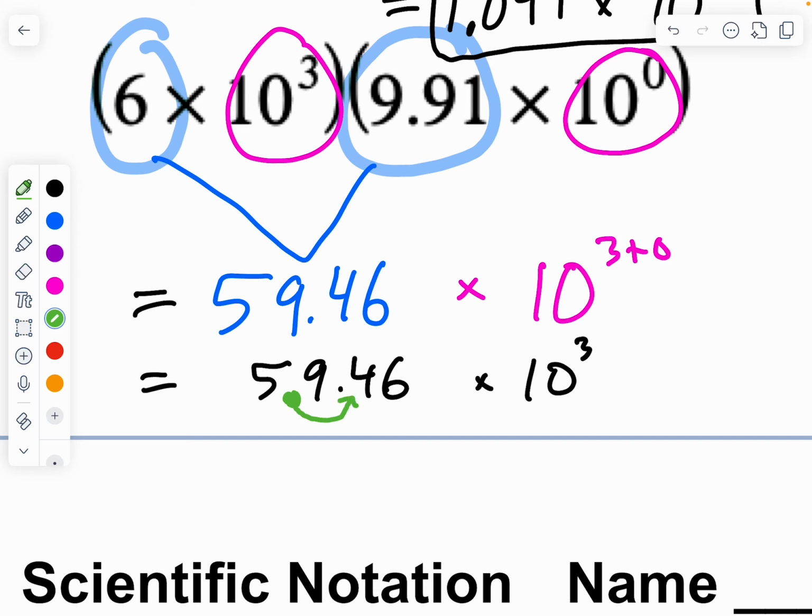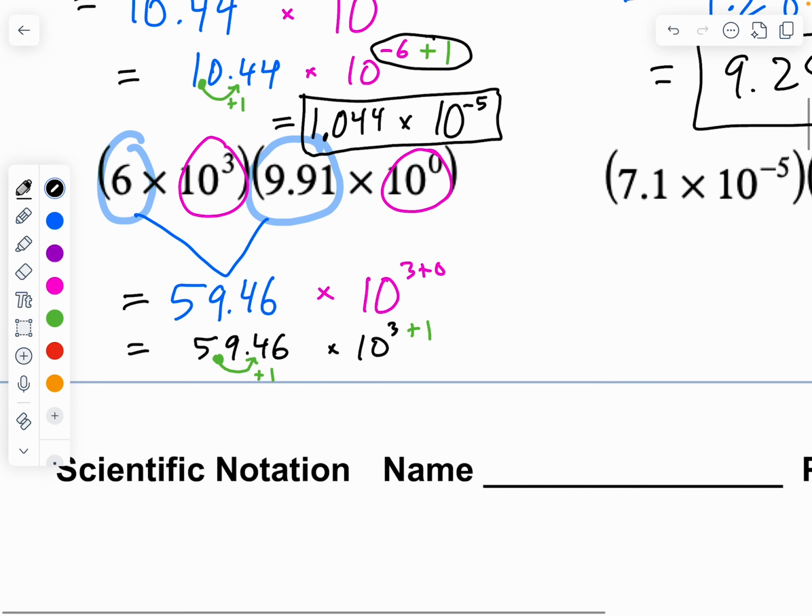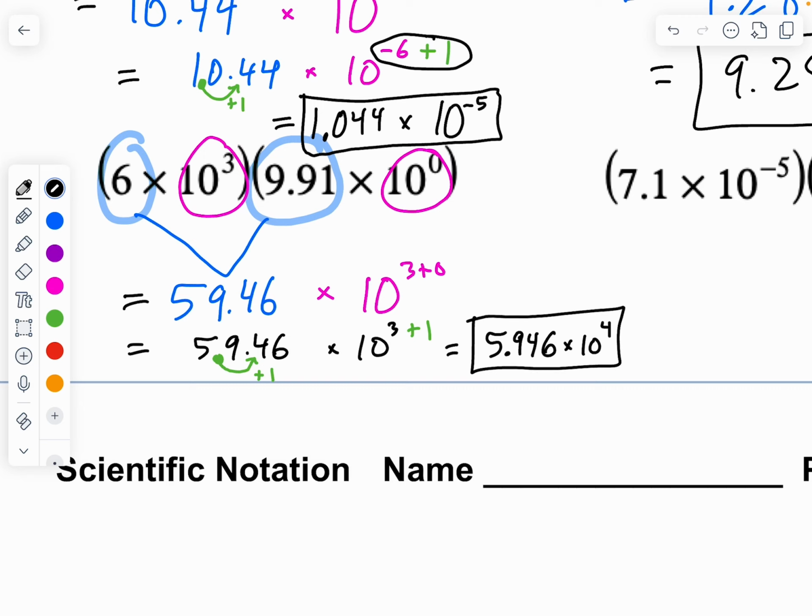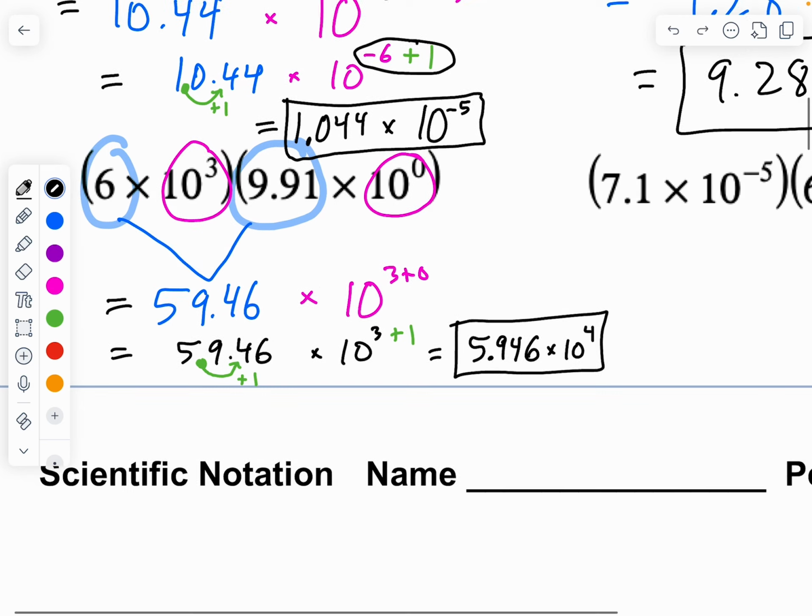This is a wonderful trick. I wish I knew this when I was in middle school. I have to move to the right, which means I'm going to add 1. So final answer, 5.946. Move the decimal over to the left or right, and you get times 10 to the power of 4. It was 3, now it's a 4, because it moved over.